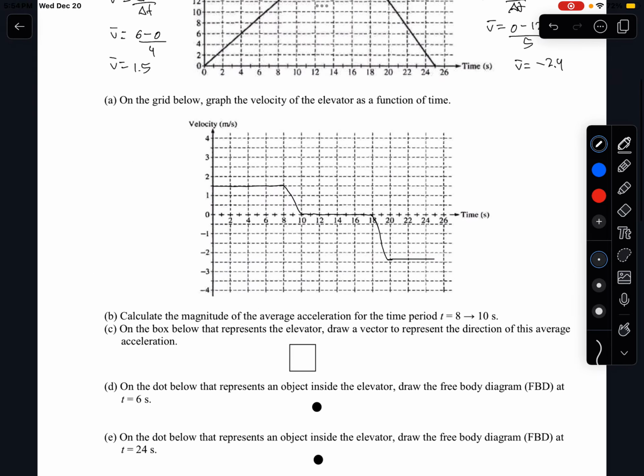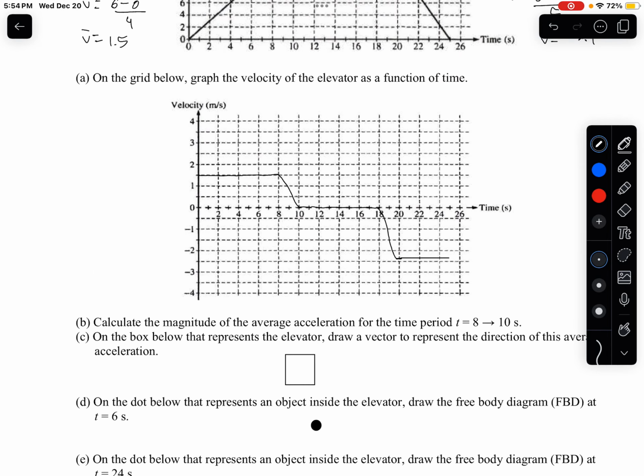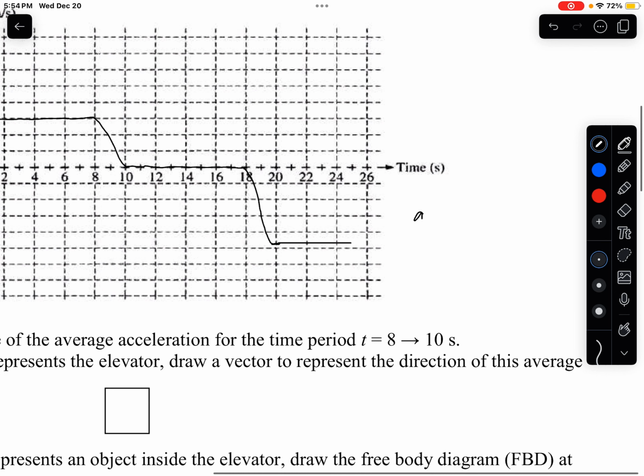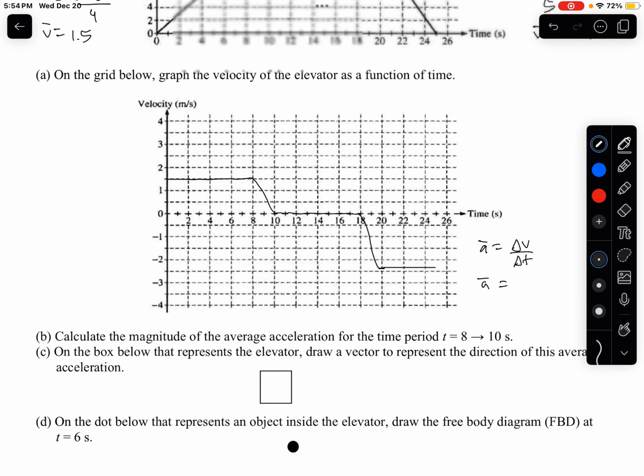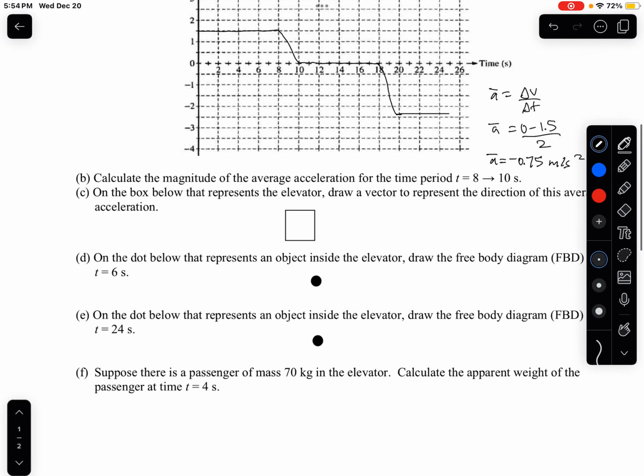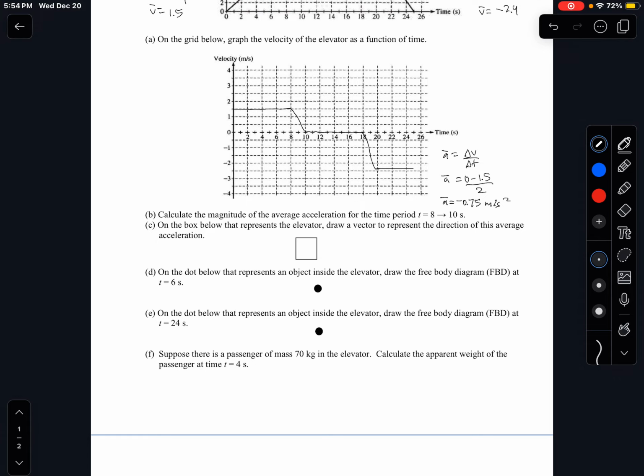Okay. Next question, to find the average acceleration, I know I can do a equals change in velocity over change in time, and average acceleration from 8 to 10. So from 8 to 10, the final velocity at 10 seconds is 0, minus velocity at 8 is 1.5, over how long that took, which was 10 minus 8, so 2. So average acceleration is going to be negative 0.75 meters per second squared.